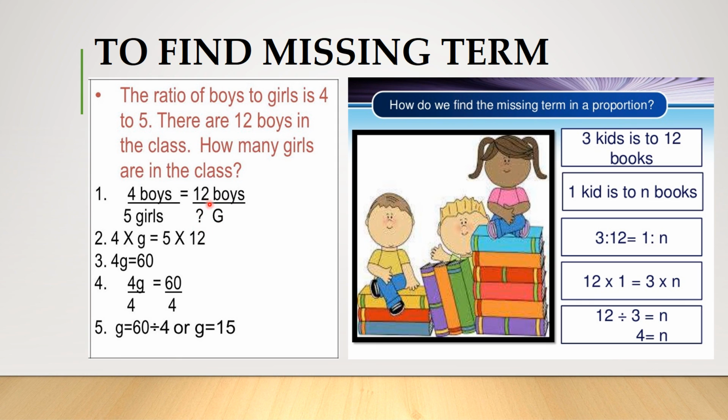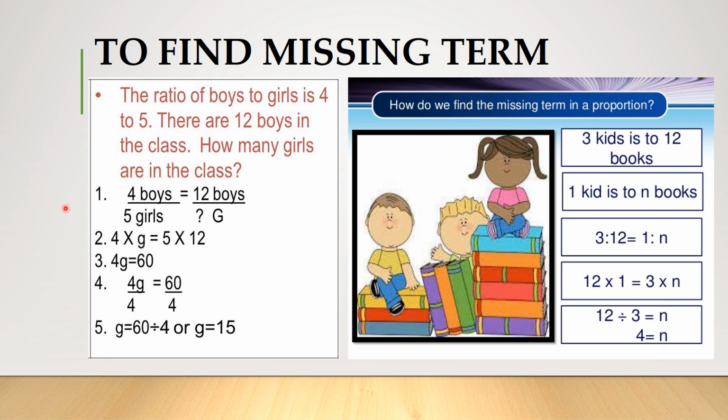Let the number of girls be taken as G. Now if this is in proportion, you can just cross multiply. So 4 into G is equal to 5 into 12, and 12 fives are 60. So 4G is equal to 60. Now you can divide both sides by 4. So 4G by 4 is equal to 60 by 4. 4 and 4 get cancelled. So G is equal to 60 by 4. On dividing 60 by 4 you get 15. So G is equal to 15.